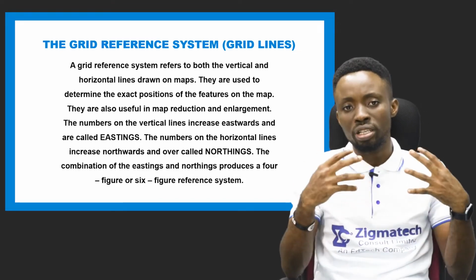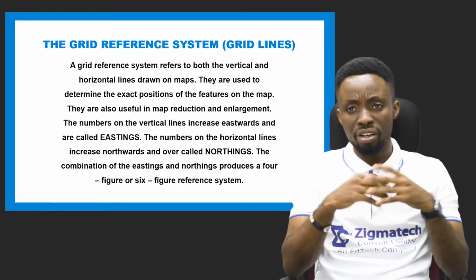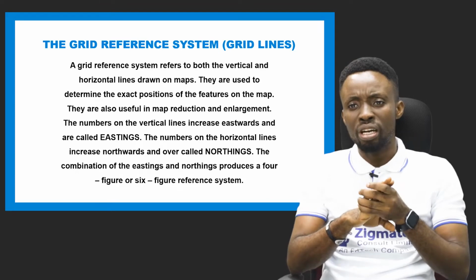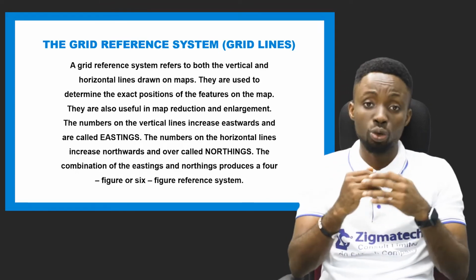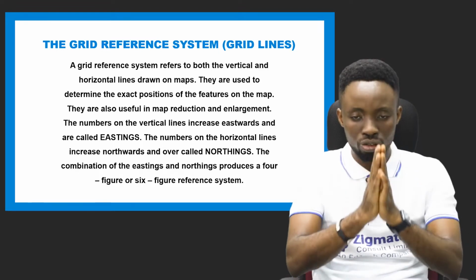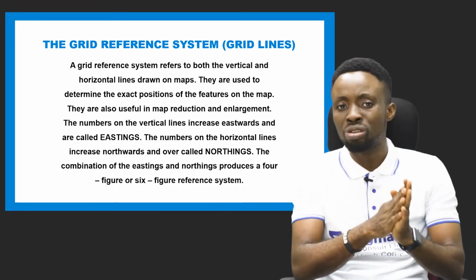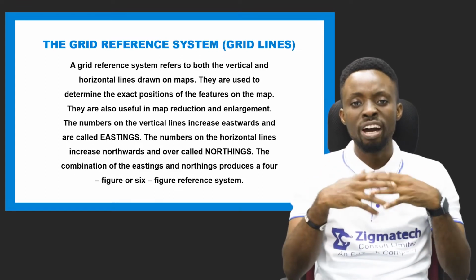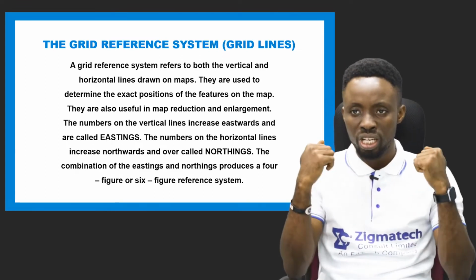So what is actually a grid line? Now, a grid reference system, or you can call it a grid line, is actually composed of vertical and horizontal lines drawn on a map. So when we draw vertical lines of equal dimension and also horizontal lines of equal dimension on a map, we've actually drawn a grid line.